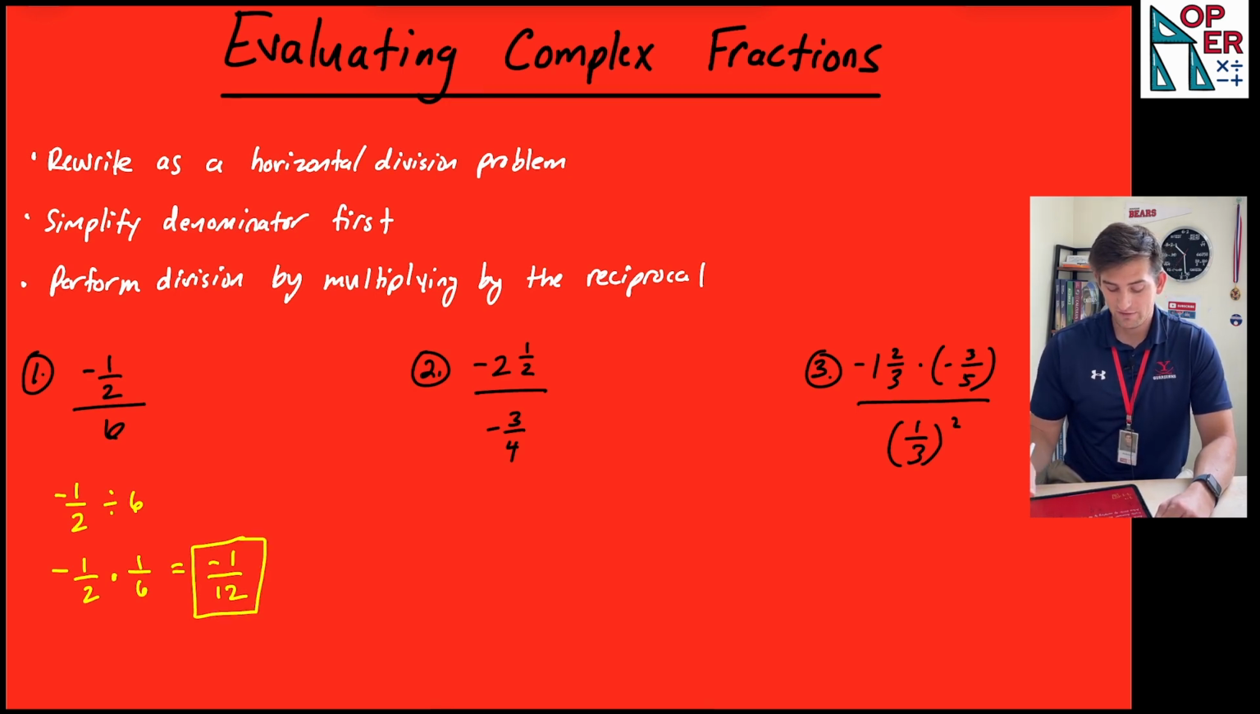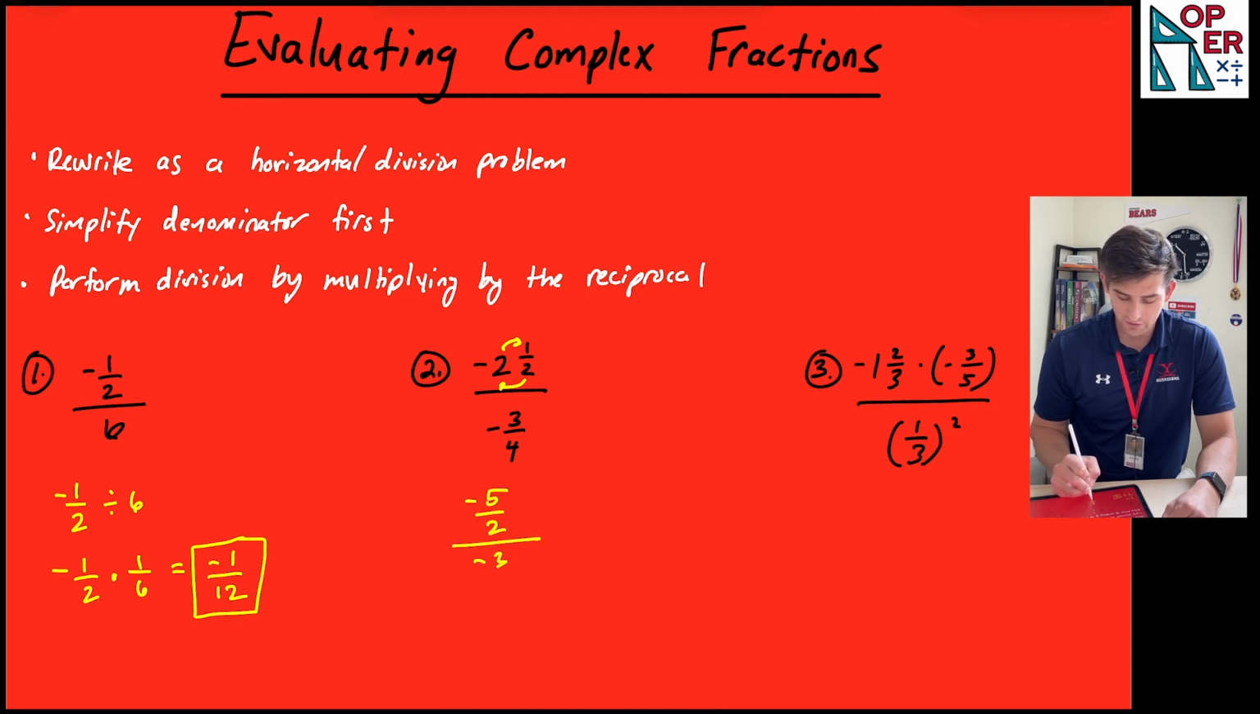All right, number two, we have a mixed number in our numerator, and then we have -3/4 in the denominator. We did a previous video on how to go from a mixed number to an improper fraction, so if you look back through my previous uploads, you'll see that, but we're going to do that right now. We do that by the process of what I call the backwards C. So I'm going to do 2 times 2 and then +1. 2 times 2 would be 4, +1 would be 5. So this would be -5/2 divided by -3/4.